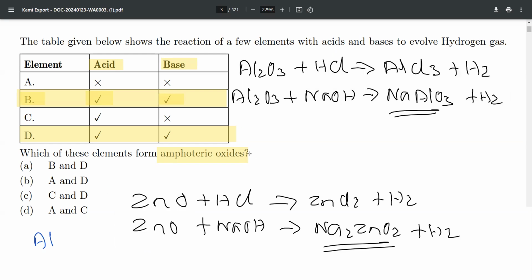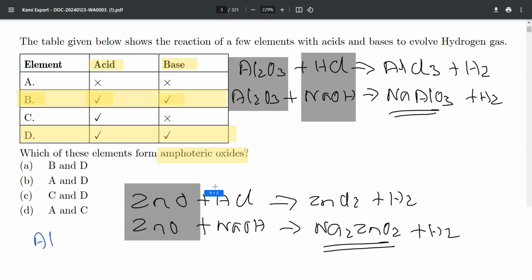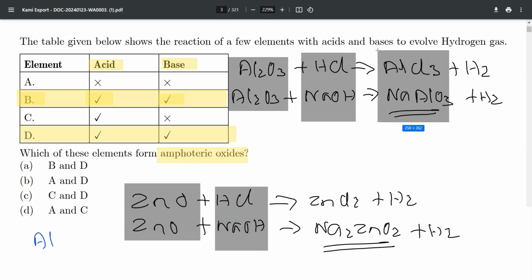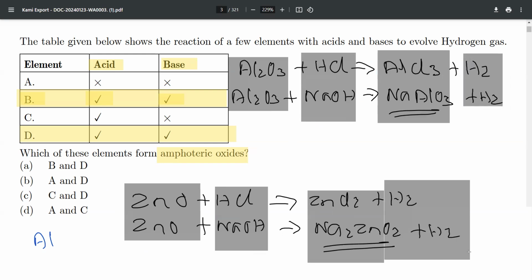So we can see these are two such metallic oxides which are amphoteric in nature. Let me once again tell you what amphoteric oxides are. These are those metallic oxides which react both with acid as well as with base to give salt and water.